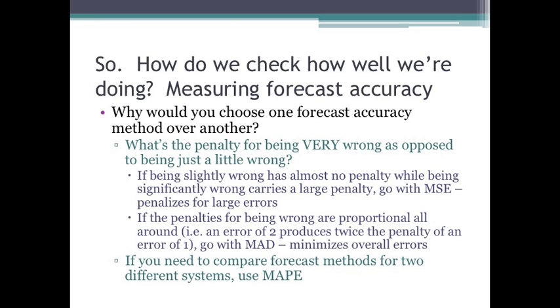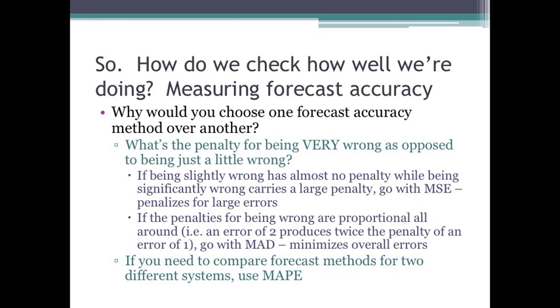So, why would we choose mean absolute deviation? Why would we choose mean squared error? Ultimately, what we choose with regard to which forecast accuracy measurement we use is the penalty for being wrong. What is the penalty for being very wrong as opposed to being just a little wrong?